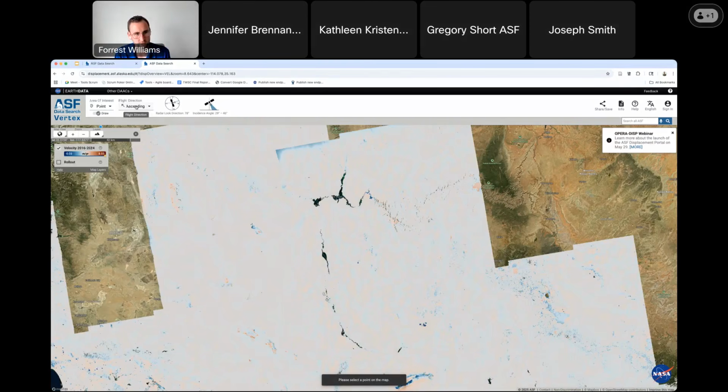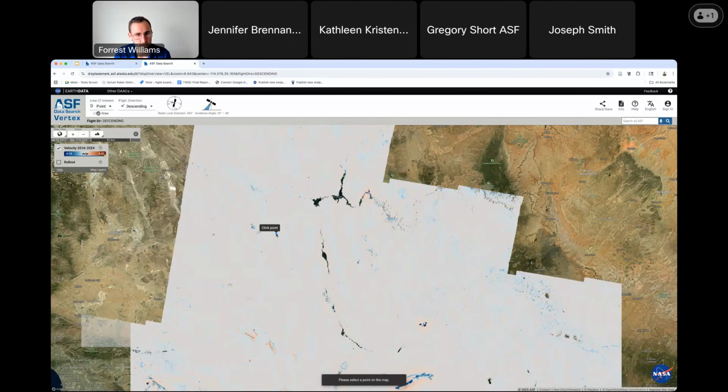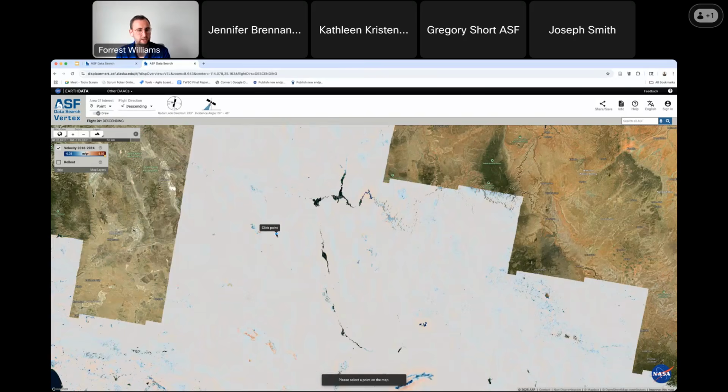Now, another couple of things to notice, first of all, is that you'll see here that we have your flight direction. And this is going back to the ascending versus descending orbit that I was talking about earlier. You can flip this back and forth. So we can go from the ascending view to the descending view, and you'll see that the underlying maps update. And now you're seeing the velocity as recorded by the OPERA-DISP dataset using the descending flight direction.